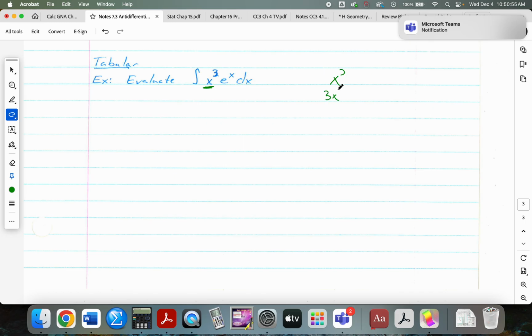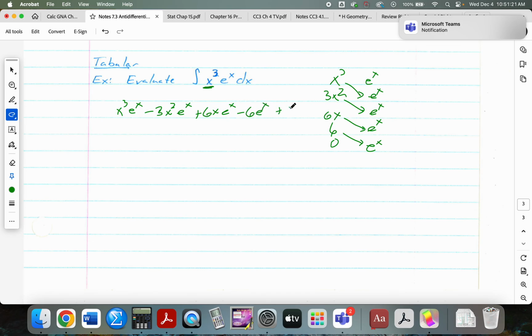So you would do x cubed and its derivatives, and e to the x and its antiderivatives. And always one down and alternate signs. So this would be x cubed e to the x minus 3x squared e to the x plus 6x e to the x minus 6 e to the x plus a constant.